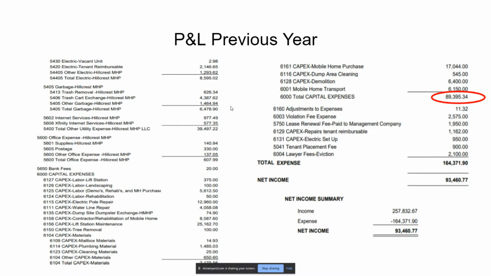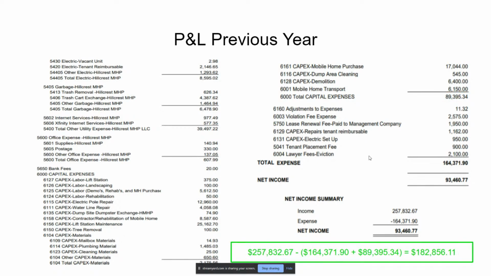So technically, you remove that from the total expense of 164,371, and you get our gross income, which added up was $257,000. That's rent plus any other collections plus utility income minus all our expenses plus the $89,000 capex. That is something we spent money on, but it is not factored into the value because that goes as an improvement to the property.